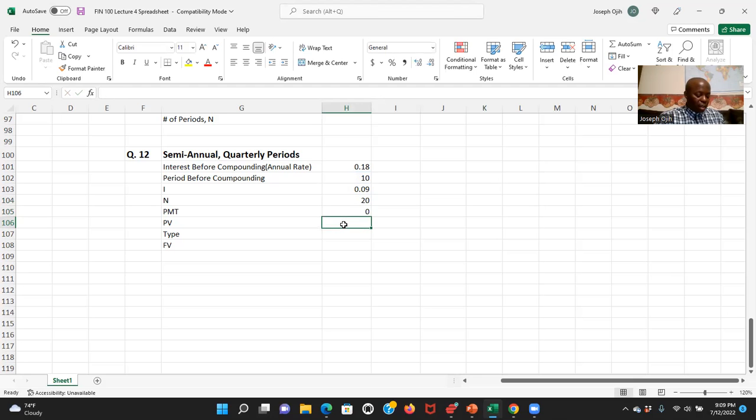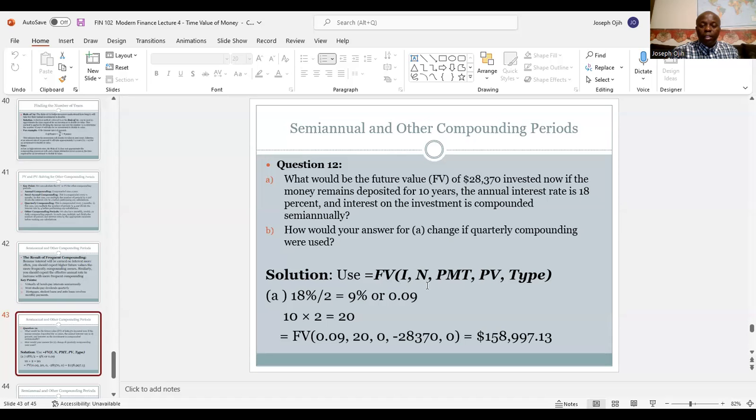The amount invested is 28,370, so negative 28,370. Since it represents money leaving your pocket, it is negative. Type is 0. Now we can calculate our future value. Equals, remember that the formula is here. Equals future value, and you put all this in.